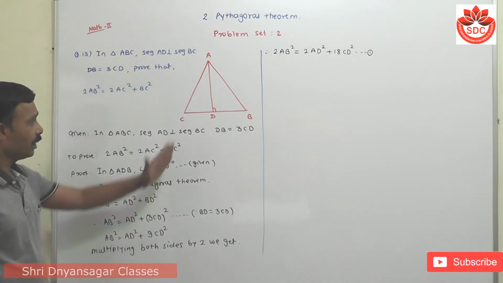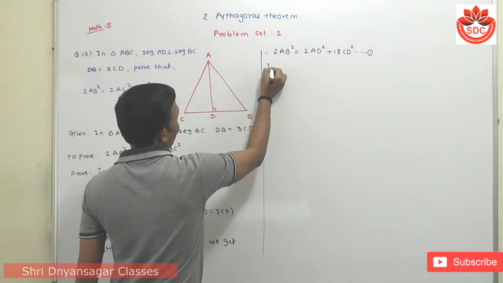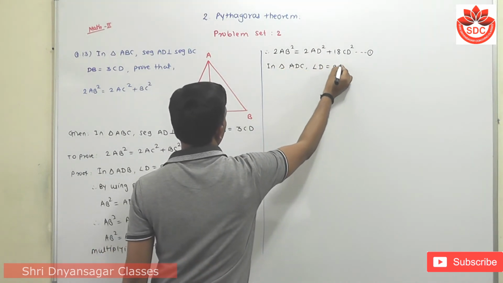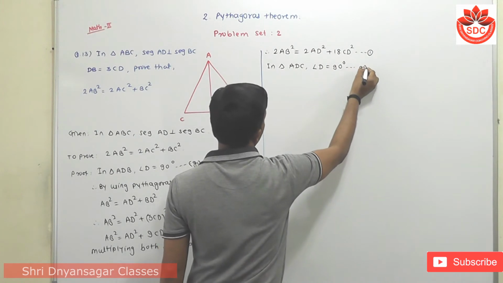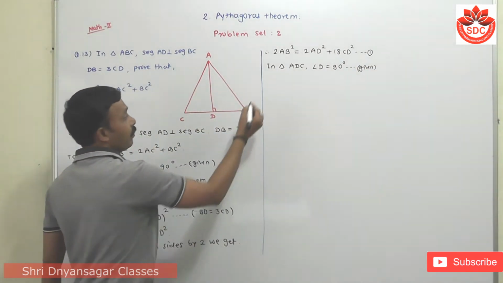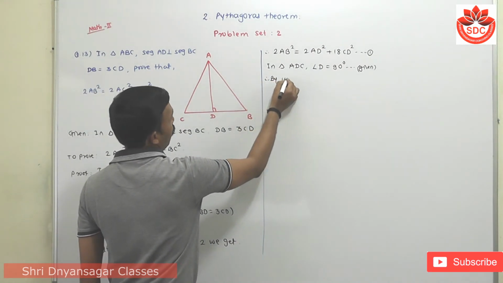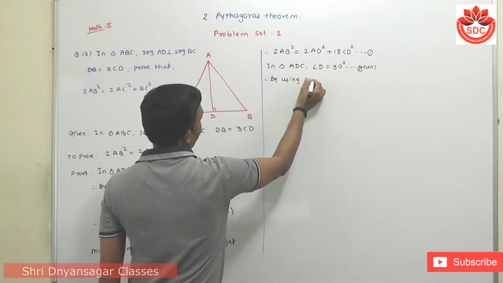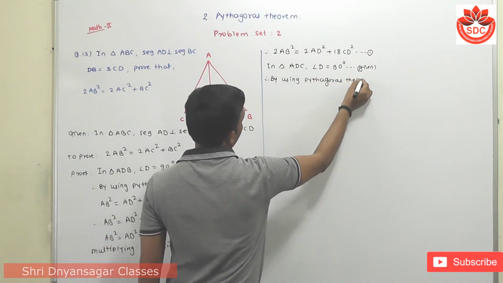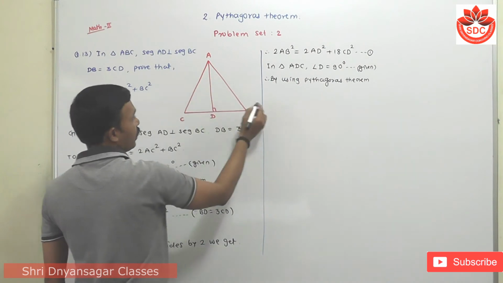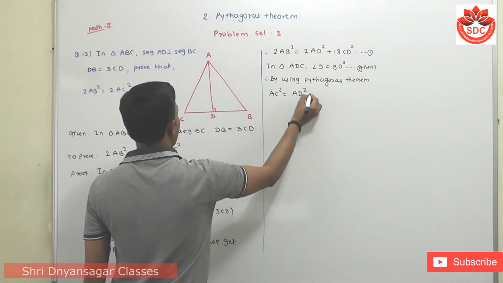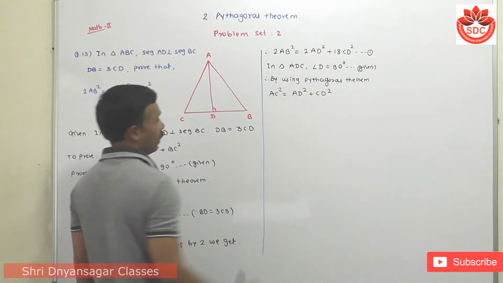Then take another triangle. In triangle ADC, angle D is equal to how much? 90 degrees. This is also given. So by using the Pythagoras theorem, the hypotenuse is AC here. AC square is equal to AD square plus CD square.